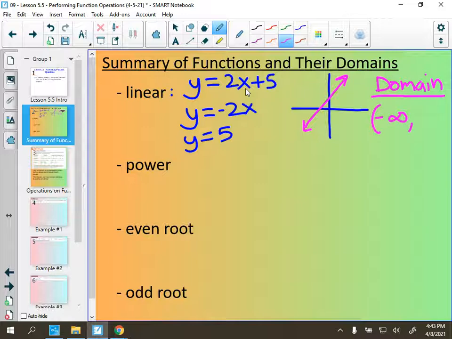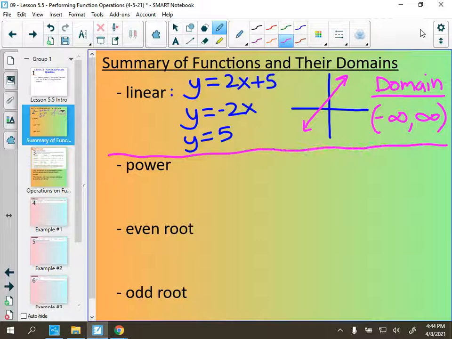So using interval notation here, we'll say all real numbers, saying we can go to the left forever. Negative infinity would be the furthest left on the graph, and then the graph also indicates that we can go to the right forever, right? This is forever moving to the right. So this is our way of saying the domain of all linear functions is all real numbers, negative infinity to infinity. Okay.